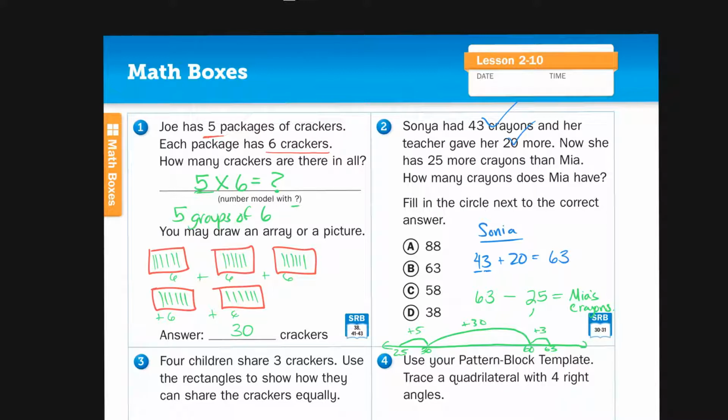Now I simply need to combine my jumps to find the difference. So 30 plus 5 is 35, plus 3 is 38. And I can see 38 as an option. So D is my correct answer. Mia has 38 crayons.